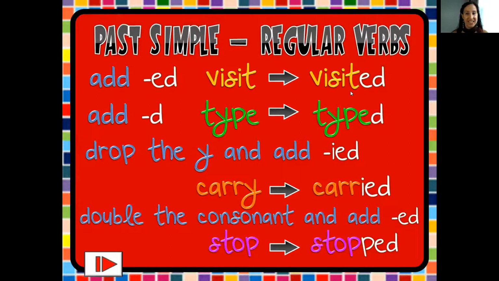We add an ED or a D or an IED, or we double a consonant and add ED. Consonant meaning from stop to stop with two P's, okay? Carry the Y, you drop the Y, and you add IED right over here. Or you add the D when there's an E. Remember, this is silent. Type, typed. Visit, add ED, visited. Do you remember now? Now, if you don't remember, just put this on pause and go through this, okay? So now let's get started.